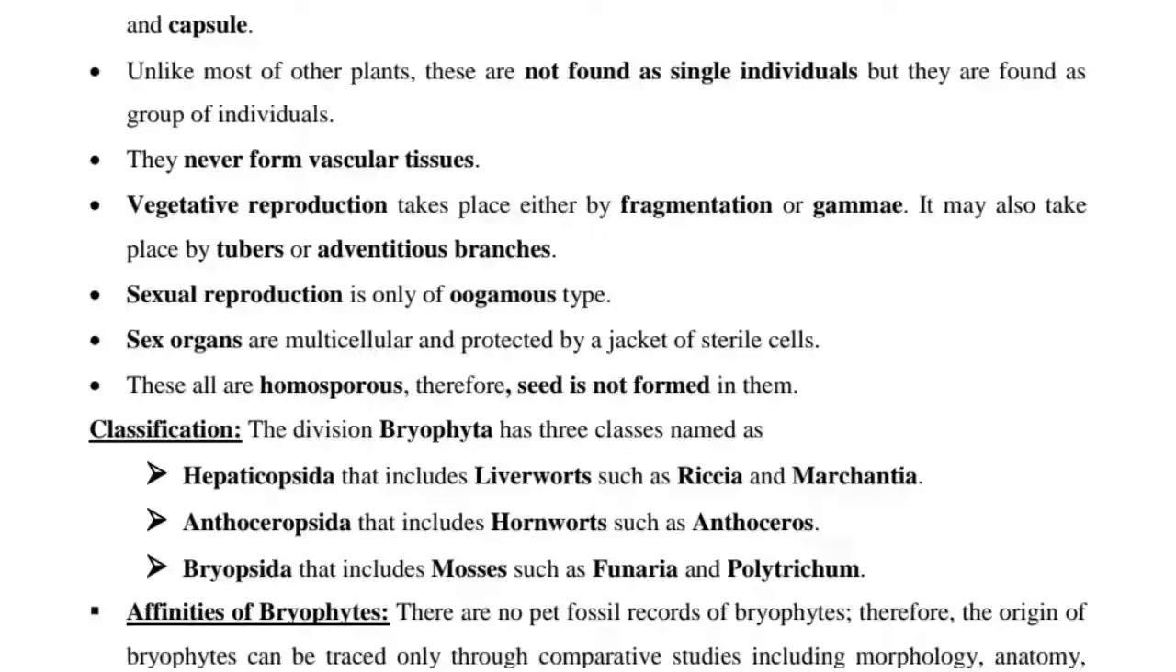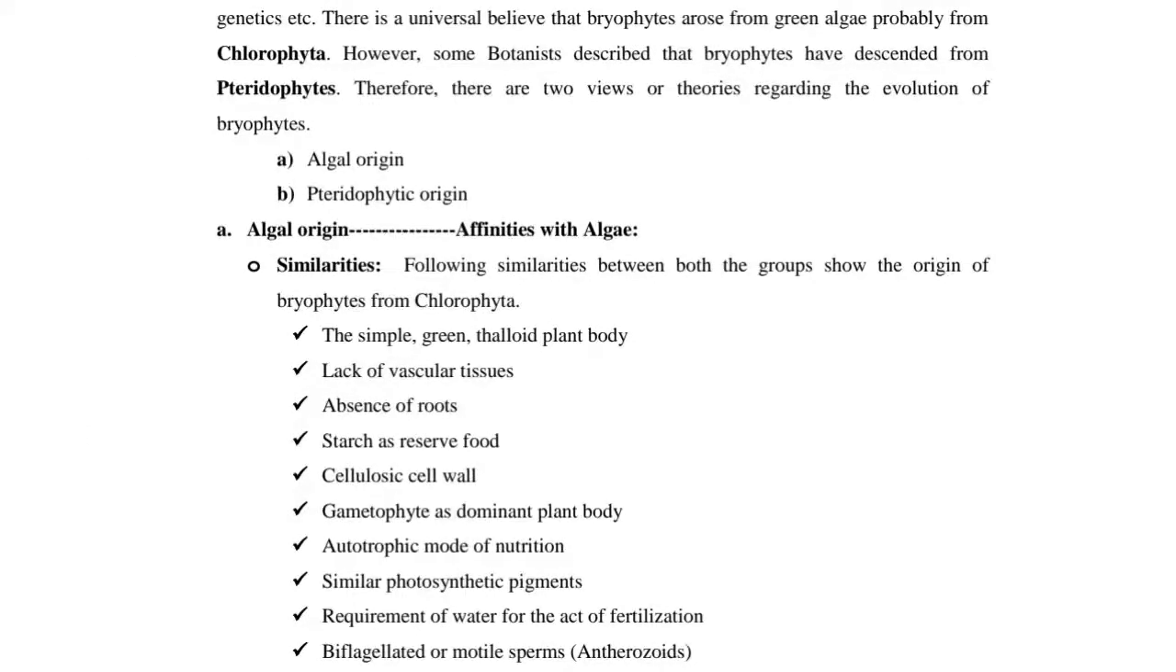Affinities of bryophytes. There are no proper fossil records of bryophytes. Therefore, the origin of bryophytes can be traced only through comparative studies including morphology, anatomy, genetics, etc. There is a universal belief that bryophytes arose from green algae, probably from Chlorophyta. However, some botanists describe that bryophytes have descended from pteridophytes. Therefore, there are two views or theories regarding the evolution of bryophytes: A. Algal origin. B. Pteridophytic origin.